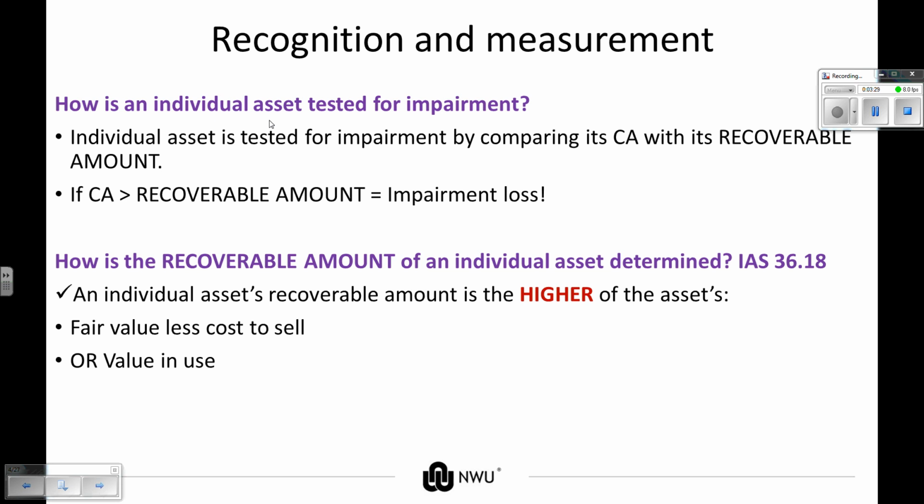How is an individual asset tested for impairment? So we will compare its carrying amount in our books with its recoverable amount. And recoverable amount, you will remember from last year, will be the higher of fair value less cost to sell or value in use. So we will assume the company will use the asset in the way that they can get the most out of the asset. So if it's better for them to sell, then we'll use the fair value less cost to sell. Or if they will get more out of the asset by using the asset, we will use the value in use.